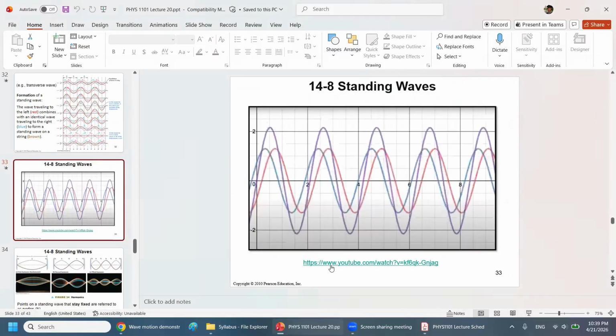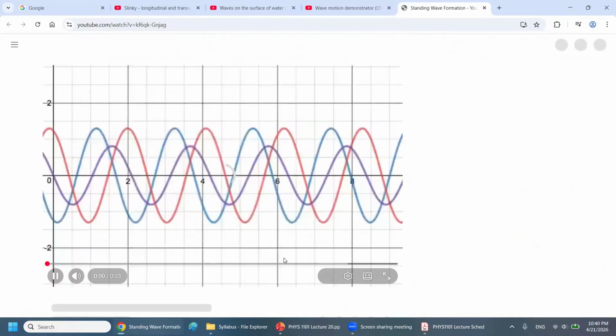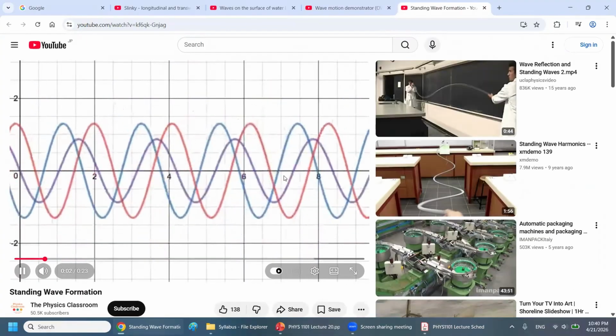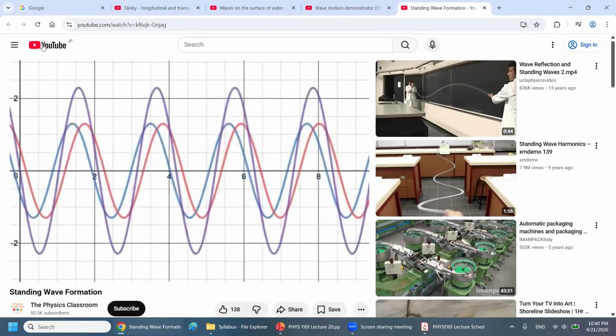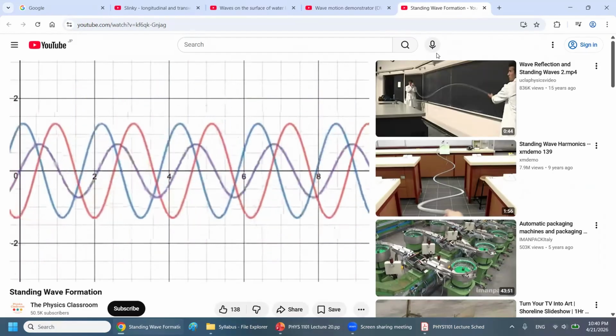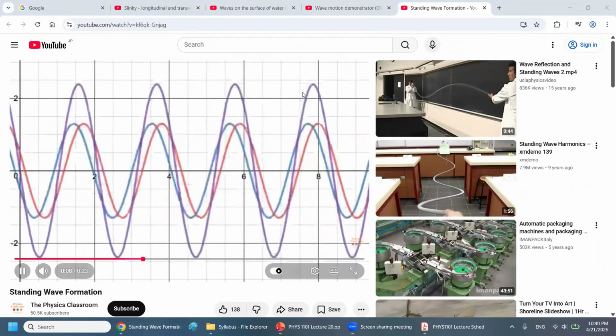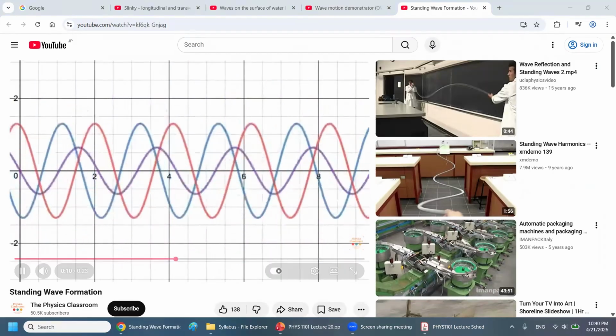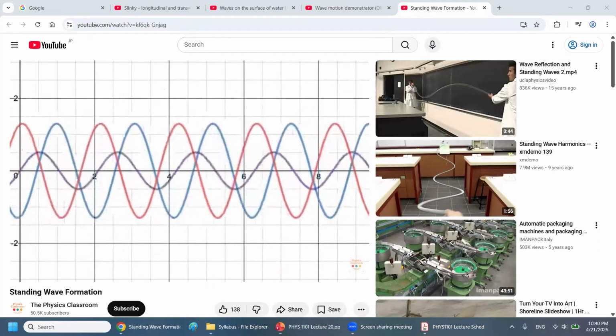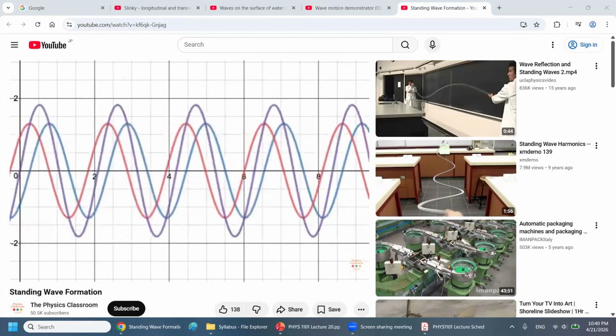Let's look at this demo. It will be more straightforward. So this looks complicated, but you can look at it separately, right? You can first look at this purple wave. For the purple wave, the peak position is not moving in time, right? The peak is always at the same position.